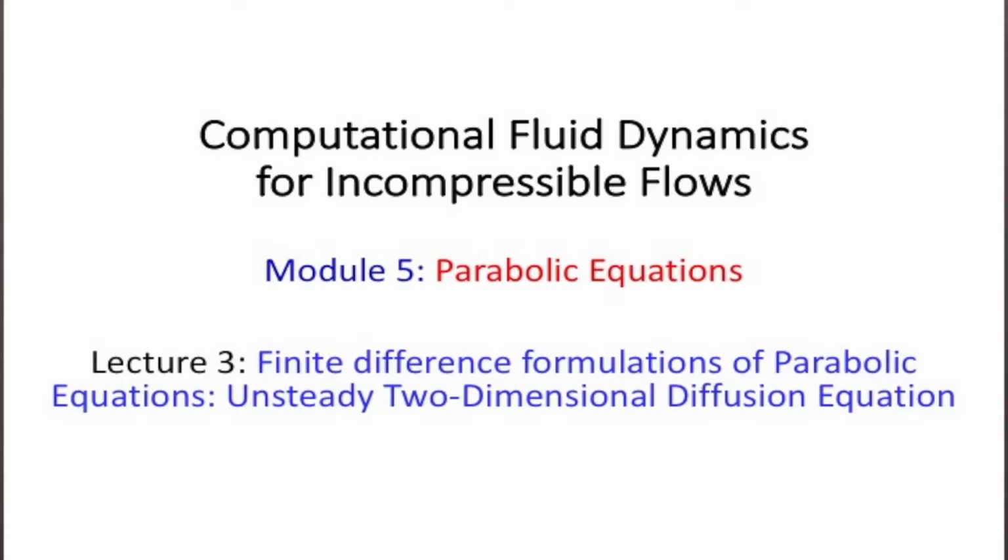So, today we have lecture 3 of module 5. If you consider the two dimensional heat conduction equation, what is this equation? del T by del t is equal to alpha times del 2 T by del x square plus del 2 T by del y square.